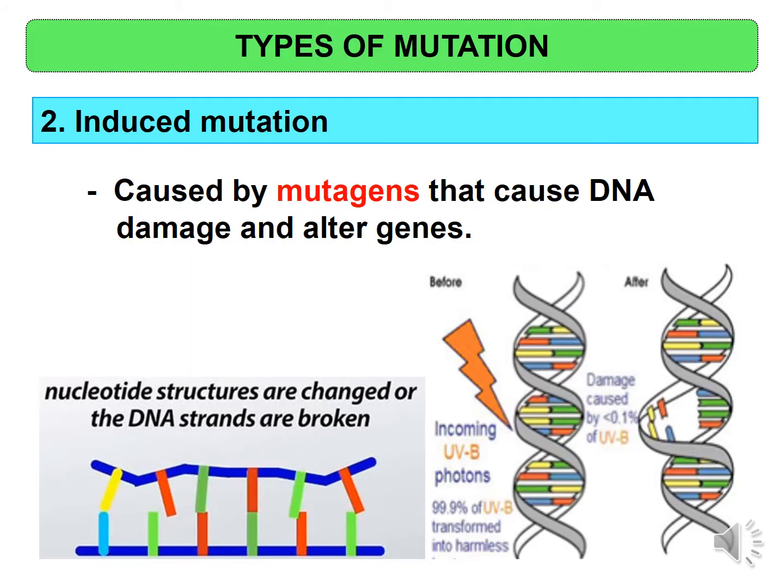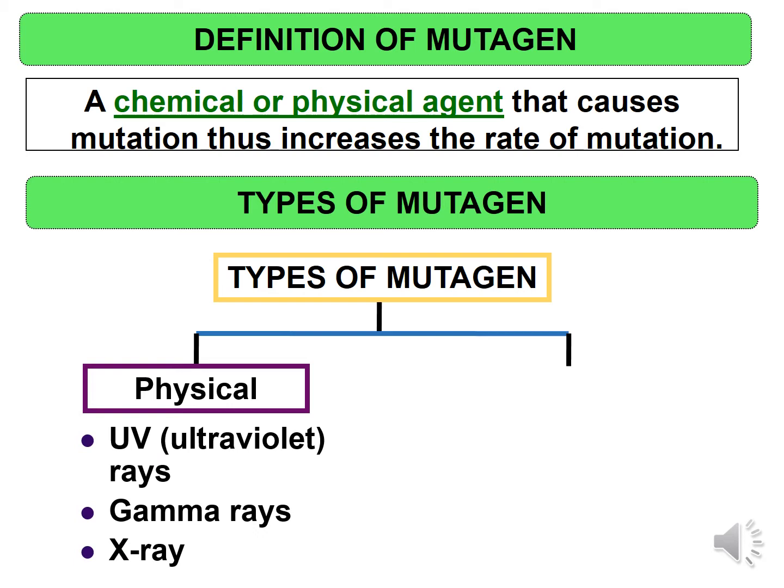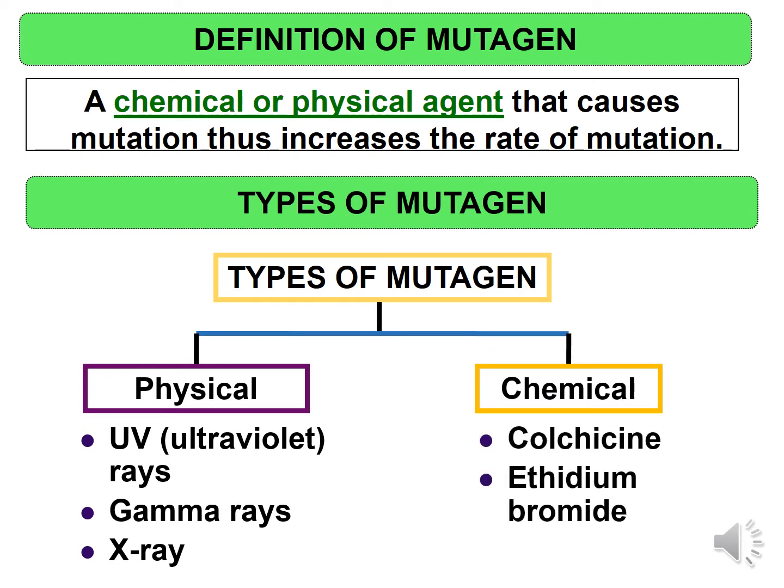Another type of mutation is induced mutation. These are usually caused by mutagens that cause the DNA to be damaged and then alter the genes. So what is a mutagen? This is the definition of a mutagen. It is either a chemical or physical agent that causes mutation, thus increasing the rate of mutation. We have two types of mutagens. We have physical mutagens, for example, ultraviolet rays, gamma rays or X-rays. And we have chemical mutagens, which are either colchicine or ethidium bromide.